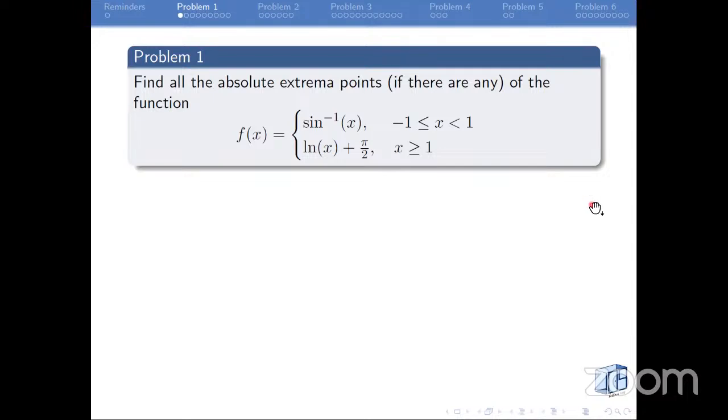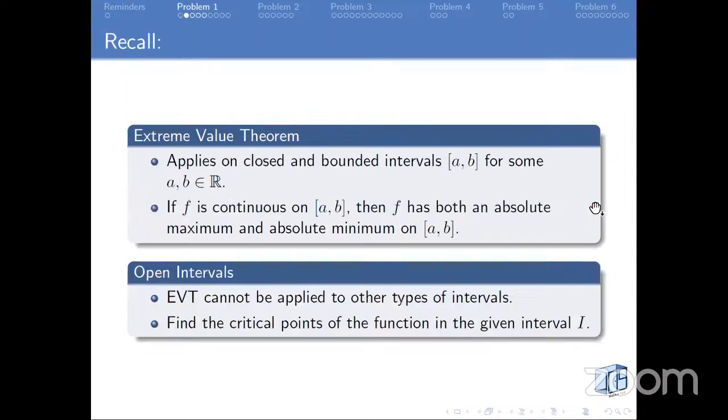So let's proceed in answering this problem. But first, recall the extreme value theorem. Note that EVT, the short form for the extreme value theorem, is only applicable on closed and bounded intervals AB for some AB in the set of real numbers. If f is continuous on the closed interval AB, then function f has both an absolute maximum and absolute minimum on the closed interval AB.